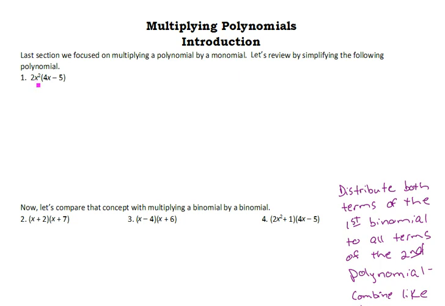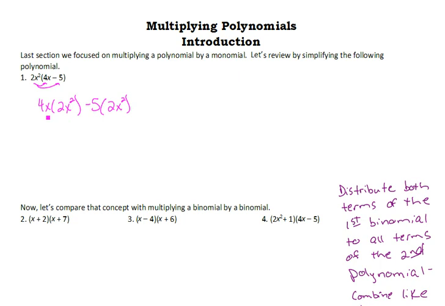A couple vocab words. Remember that we are multiplying a monomial through a polynomial, more specifically a binomial, because there are two terms. One term, two terms. So when we did that, we realized we were multiplying that 4x by a 2x squared. We were multiplying the negative 5 by the 2x squared. And this step right here is optional.